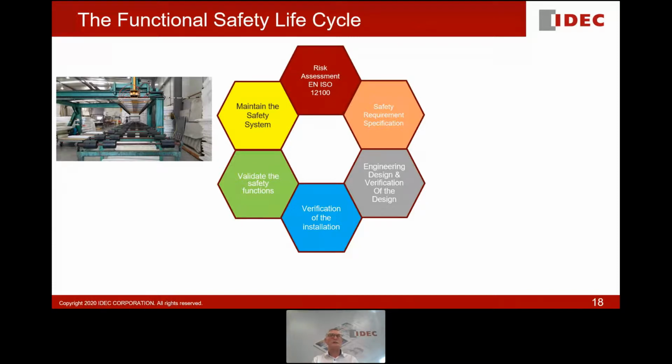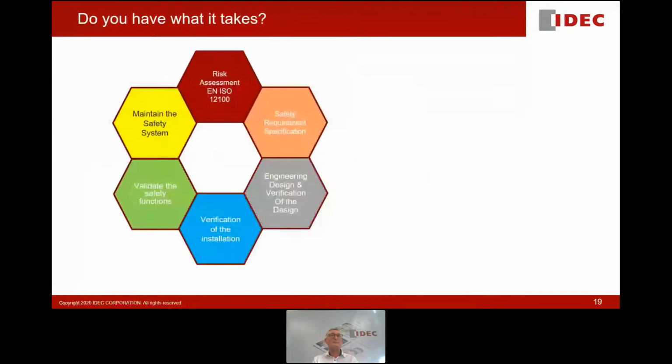Typically, people would do a risk assessment every 2 years on a piece of installed equipment. And of course, a machine builder does a risk assessment every time he designs a new piece of equipment or he makes a change to his design.